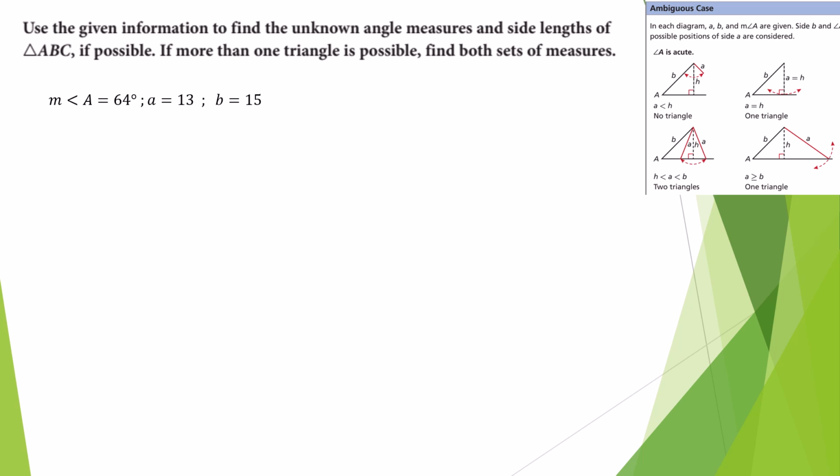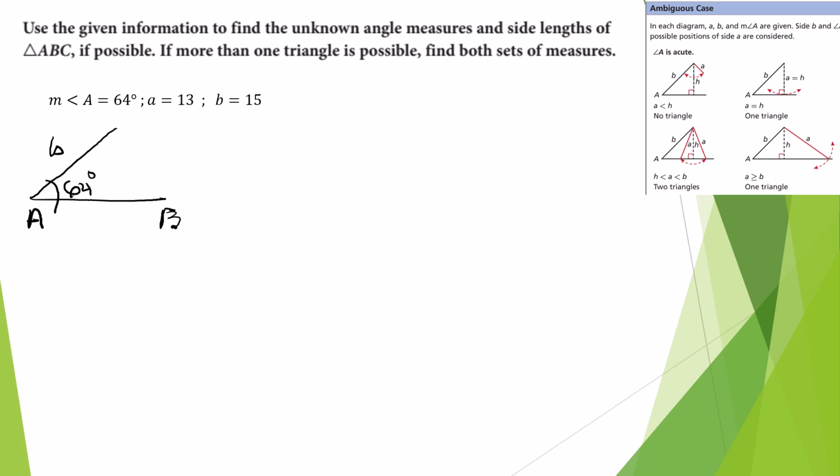The first question says: use the given information to find the unknown angle measures and side lengths of triangle ABC, if possible. If more than one triangle is possible, find both sets of measures. So first of all, try to create a triangle. Here is A, and the measurement of A is 64 degrees. Now there is A and there is B, so let's make this capital B.